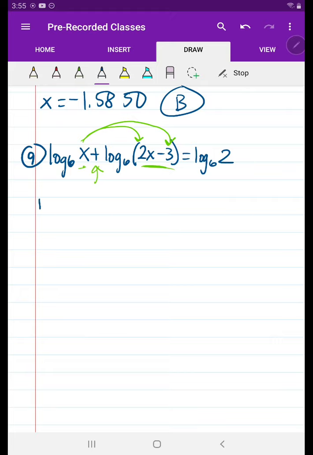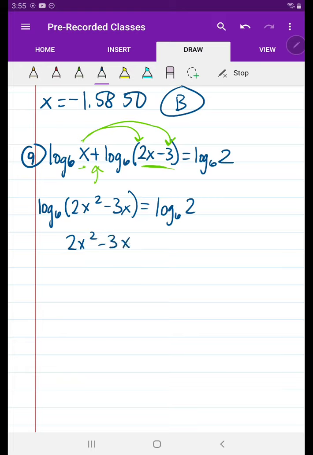So you can think about it as though we're taking this x and distributing it across these parentheses here. And so if we do that, we'll get log base 6 of 2x squared minus 3x, and that's going to equal log base 6 of 2. So now you have one log on either side, so you can go ahead and drop your logs, and that'll give you 2x squared minus 3x is 2. And so now we can subtract 2 from both sides, and we'll get 2x squared minus 3x minus 2 is 0.